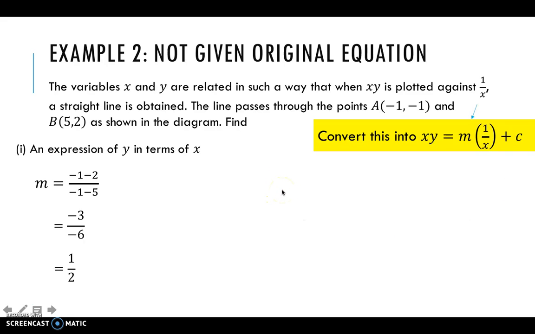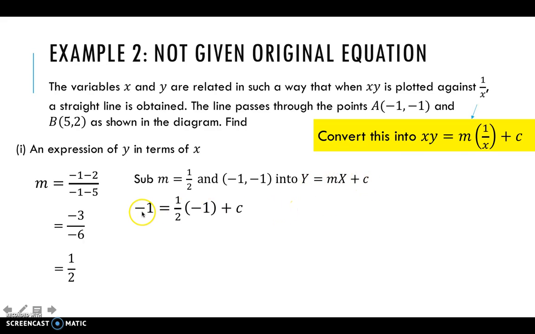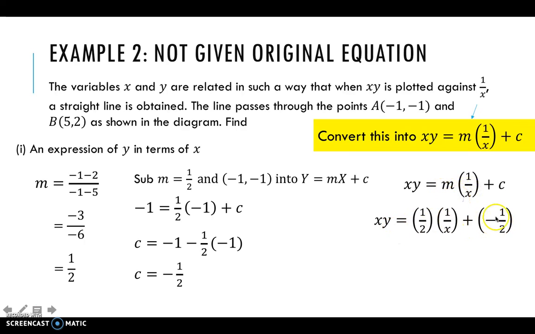You realize that this is very similar to your A Maths type of question. So we sub m equals half and (-1, -1) into big Y equals mX plus c. So we have -1 equals half times -1 plus c. Simplify it and you will get c equals -half. So you notice how we have found c and we have found m. So we have xy equals half times 1 over x plus -half. Simplify this, you will get 1 over 2x minus half.